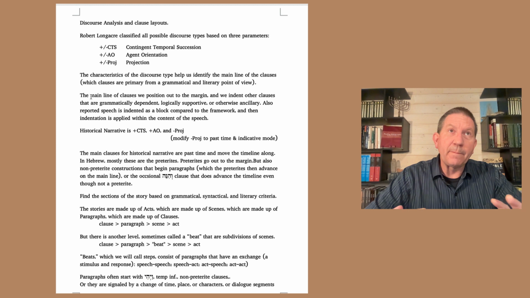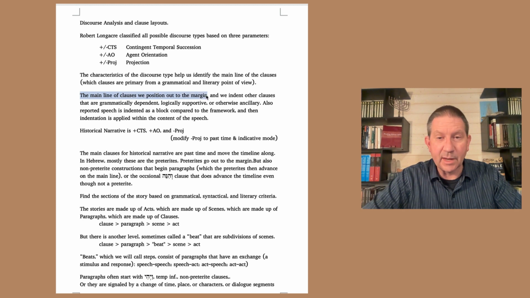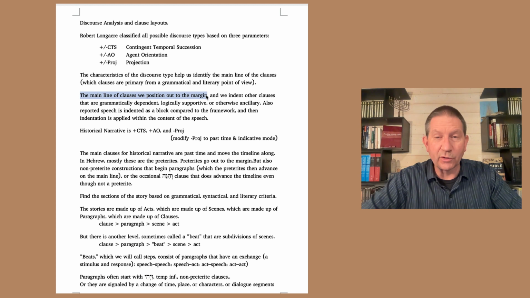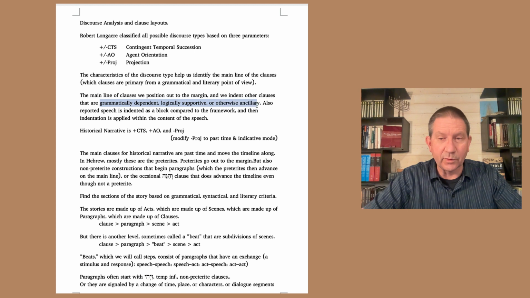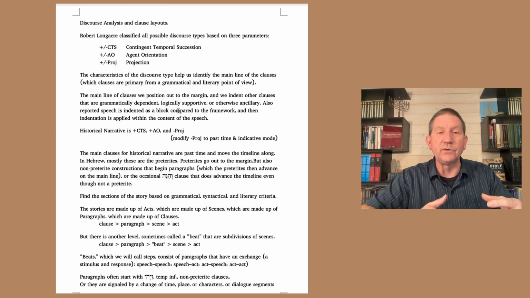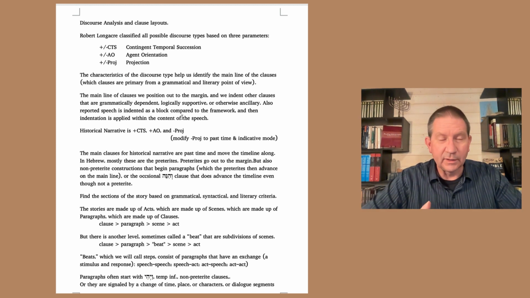So when you identify, for whatever type of literature you have, what its discourse parameters are, those parameters tell you what the main line of clauses are. So for whatever that type of literature, those come out to the margin, and then we indent things that are grammatically dependent, logically supportive, or otherwise ancillary. Of course, we also indent reported speech. We indent that all as a block, and then we have to do indentation within the reported speech to show the relationships going on for those clauses.